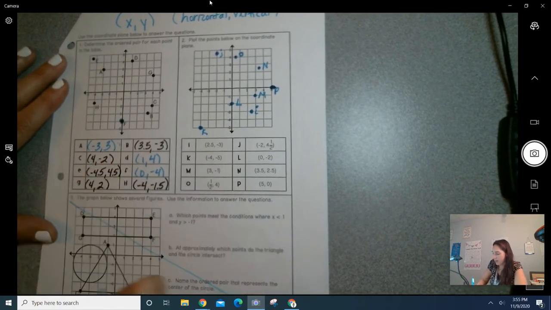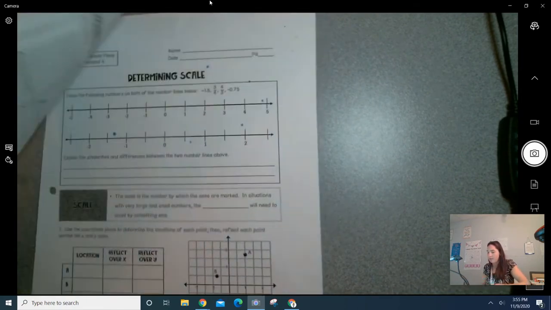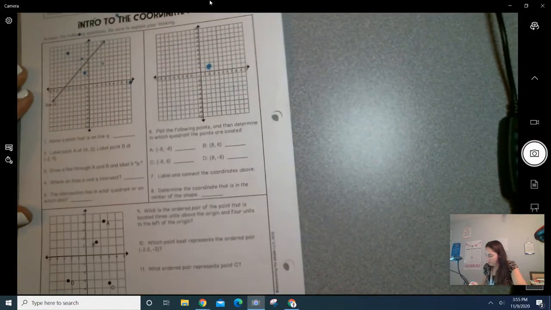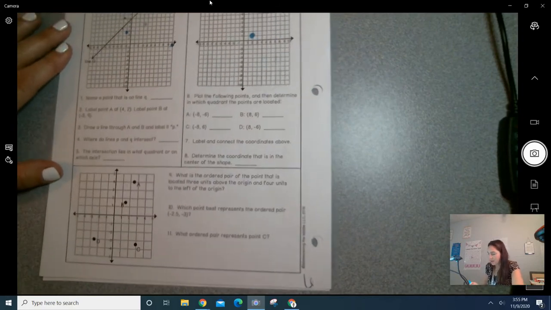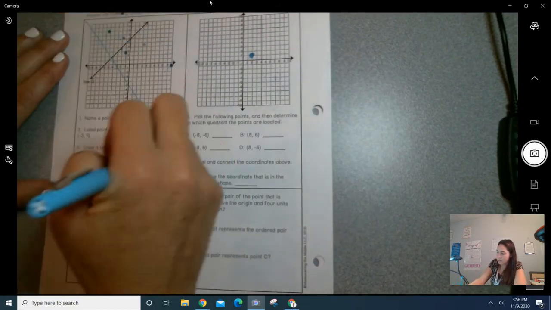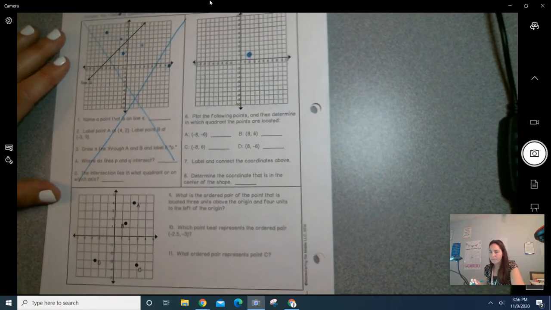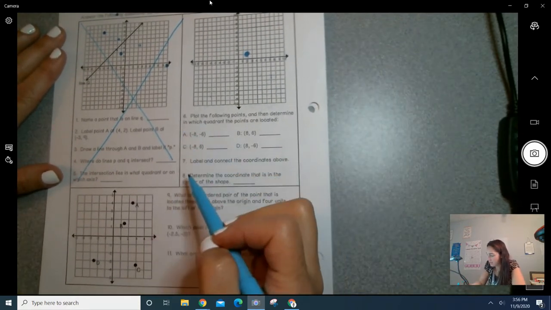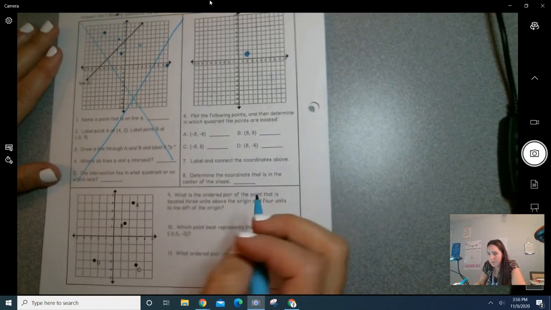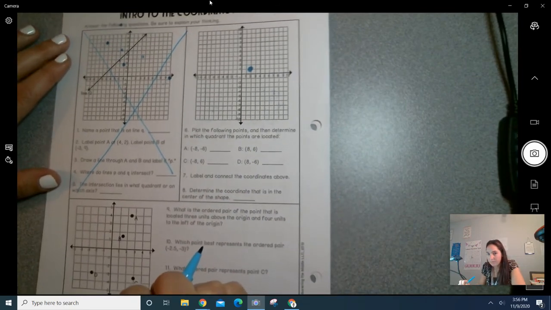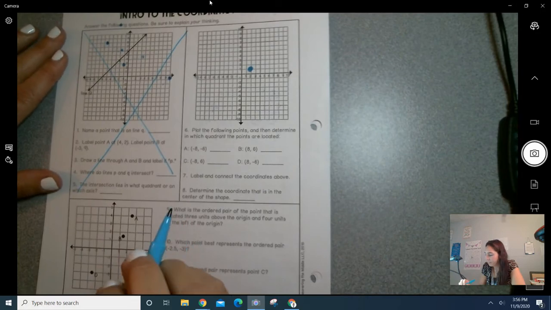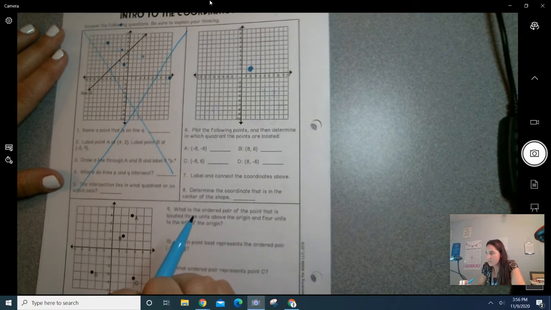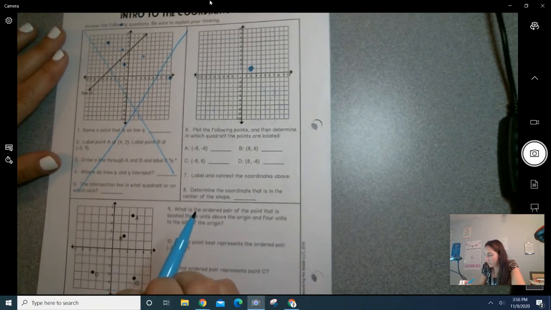All right, we're going to skip number 3, and I want you to turn to page 6, turn to the next page, and we're going to skip these 4. I want you guys to do 6 through 8 on your paper. Okay, you guys go ahead and do 6 through 8 on your paper, and then we will check them.